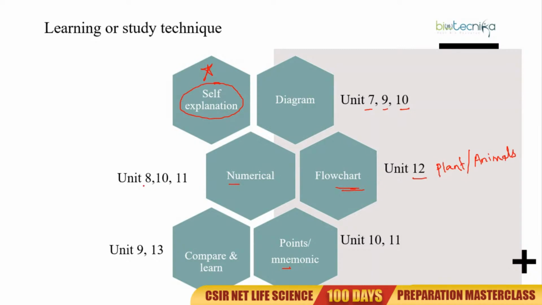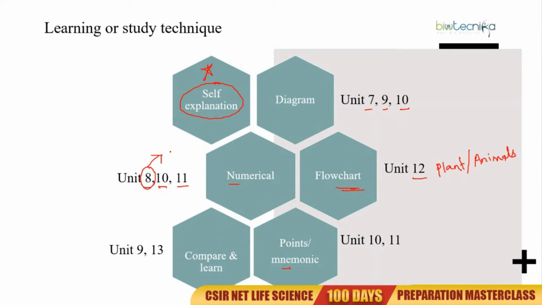Numericals: you get a lot of numericals from unit 8, few numericals from 10, and few numericals from 11, but 8 is all about numericals. Many students say that genetics numericals are very difficult, but my dear students, I want to tell you that if you have a clear concept about genetics, right from the fundamentals to the advanced part, the numericals are not at all difficult to answer. They are very simple numericals, but you have to have the concept clear.